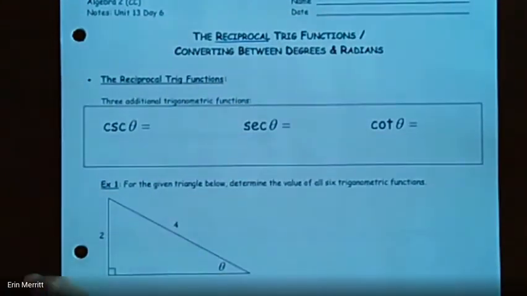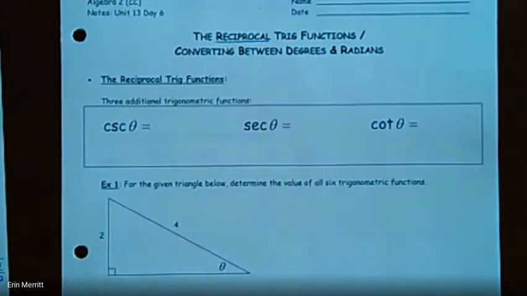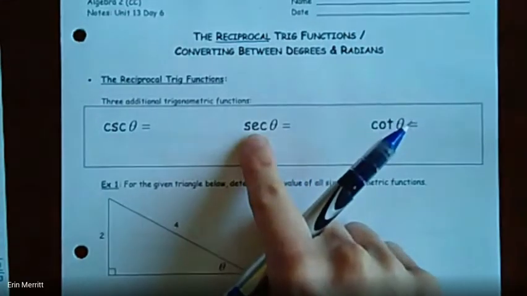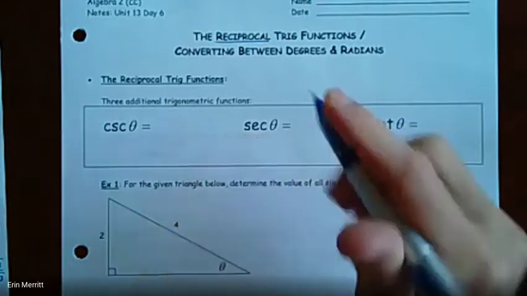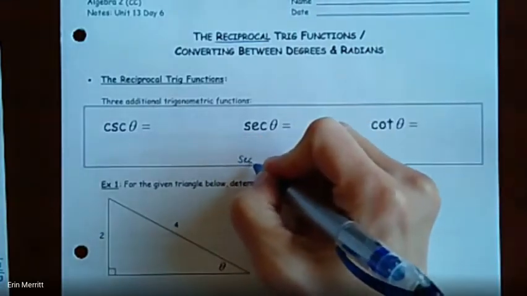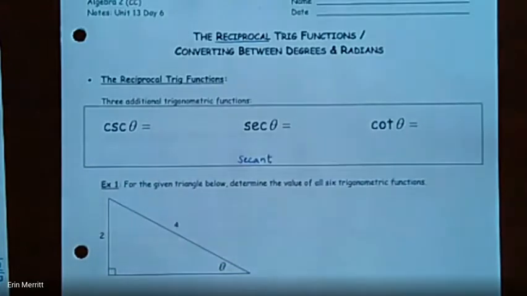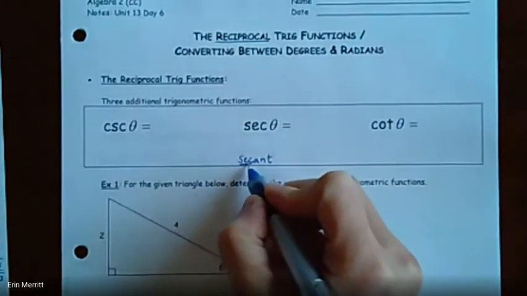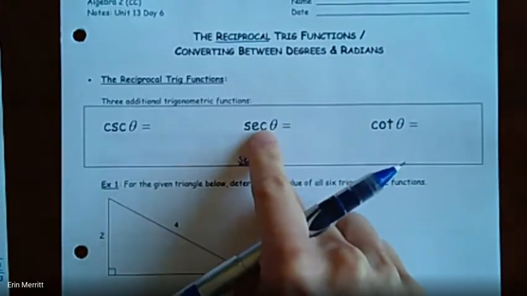So there are 3 new trig functions that we haven't talked about yet, but you've probably heard the names for at least one of them before. The one I'm thinking you've heard of is secant, because in geometry we had secant lines. So secant is the full word. SEC is the little abbreviation that we use for it.